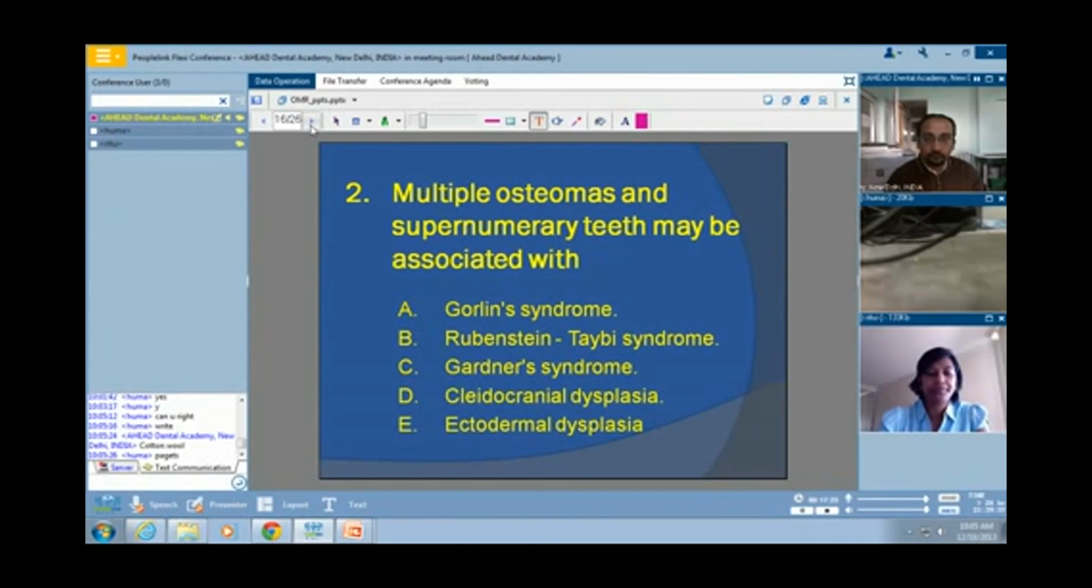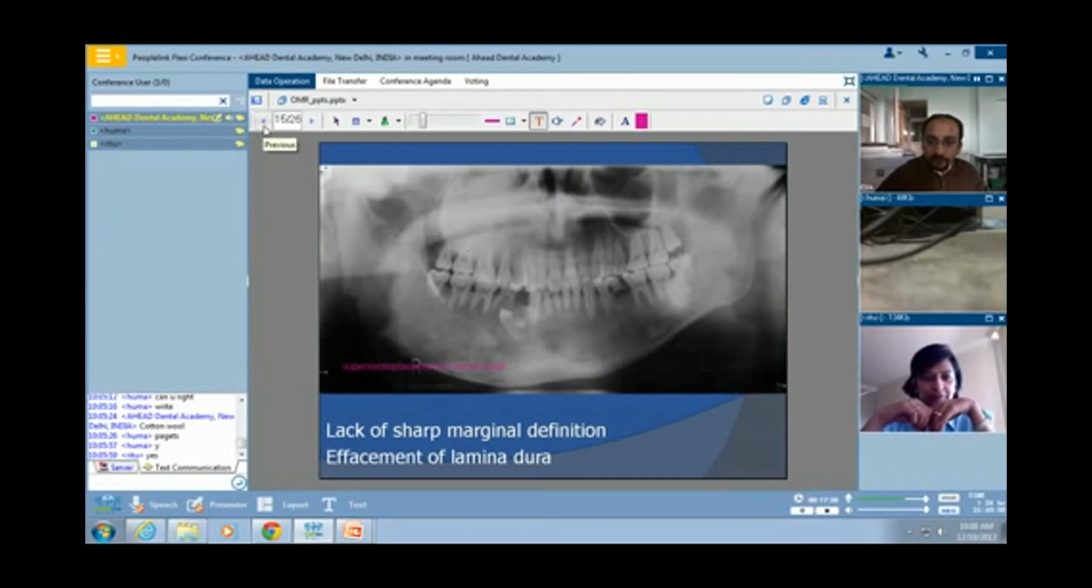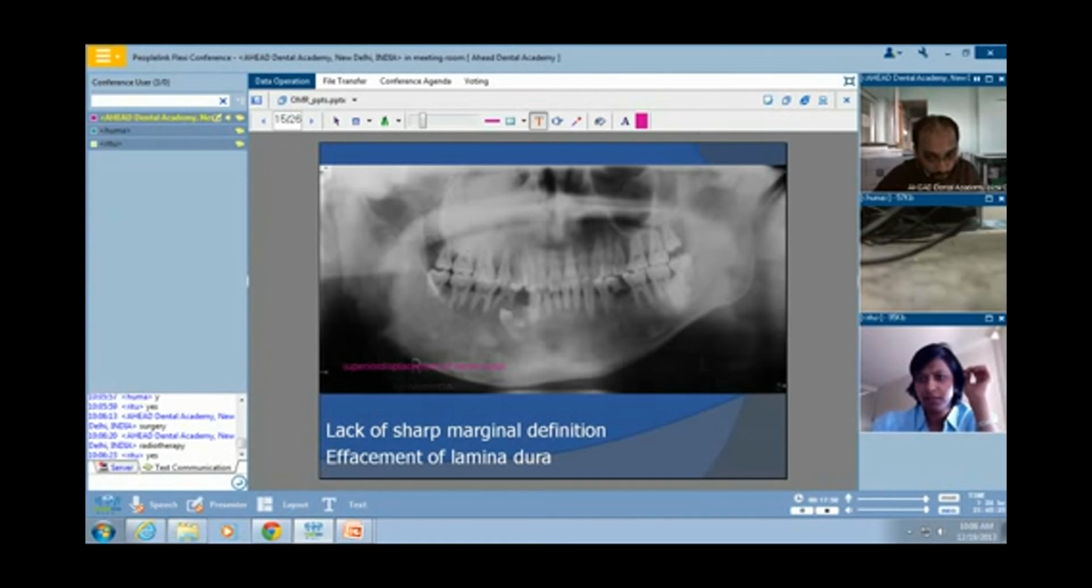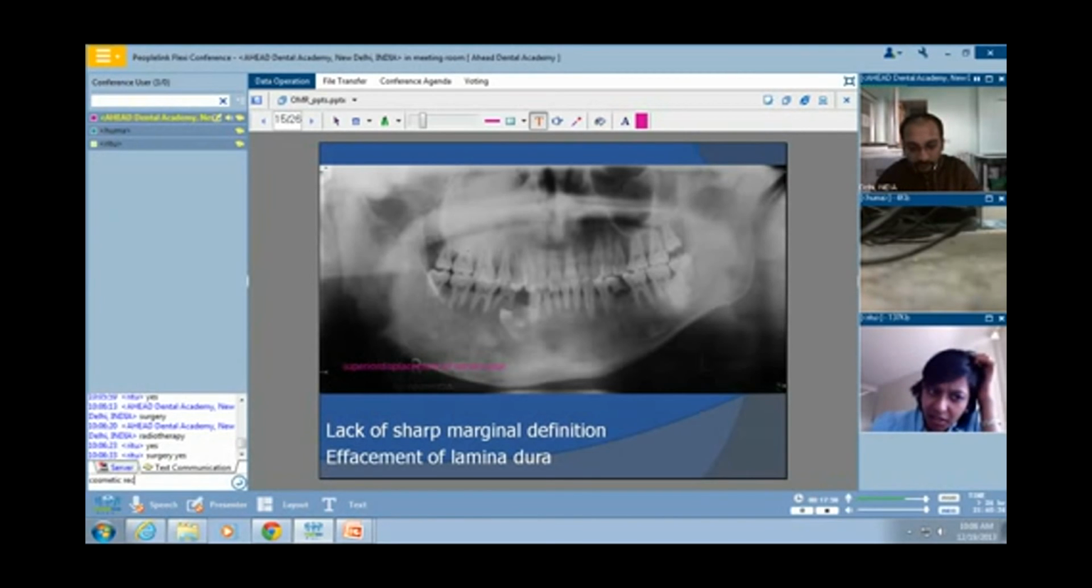Before coming to the second question, I forgot one more important thing. How do you treat fibrous dysplasia? How do you treat cherubism? Treatment of cherubism. Do you do surgery? What do you do? Or do you do any radiation therapy? Do you guys do radiotherapy? Yes or no? Do you do surgery, do you do radiotherapy? No, we do not do radiotherapy. We actually do something called, I'll write it down for you guys, cosmetic recontouring.